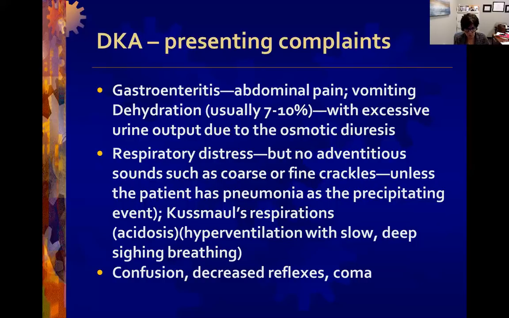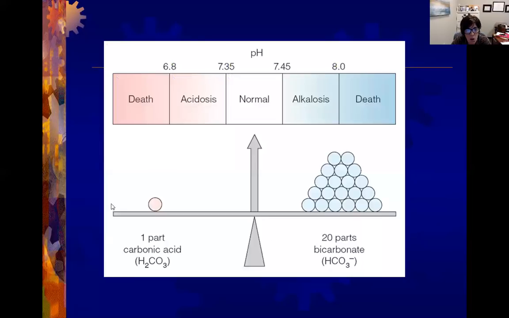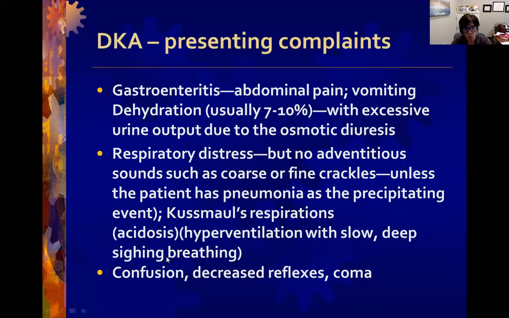So Kussmaul's is when the patient's trying to breathe off acid, because remember, your ABGs, way back here, one part is carbonic acid, and over here is your bicarb. So remember, if you retain too much CO2 in your body, it combines with water and it becomes H2CO3, carbonic acid. So what happens is the patient's trying to compensate by doing what's called Kussmaul's respiration.